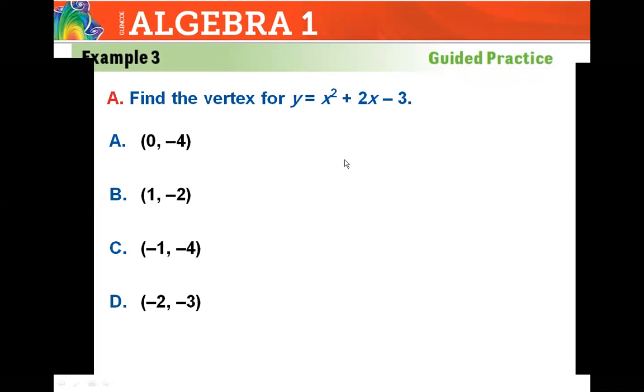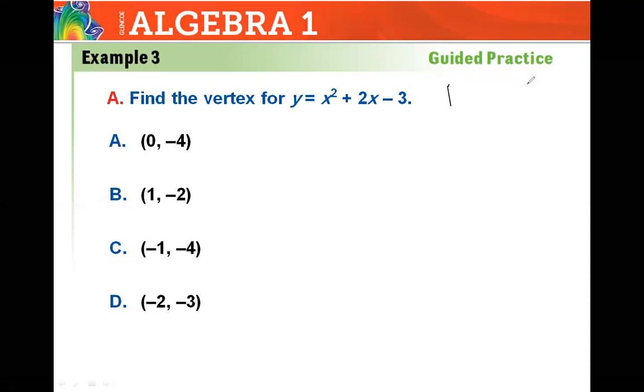I need the vertex point. The vertex point is a point that consists of what and what? X and Y. I need to find the value of X and the value of Y. If you get the value of X and the value of Y, you will finish the problem. How can I get the value of X? By substituting x equal negative b over 2a. Excellent. Negative b over 2a.